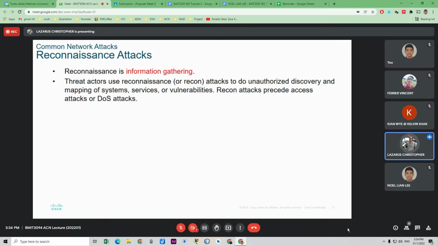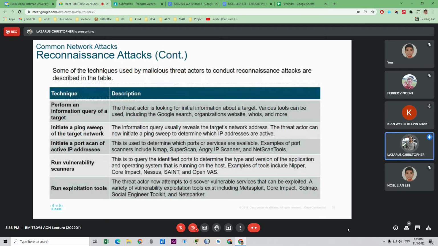That's why it says recon attacks precede, meaning they happen before, access attacks or DoS attacks. They find which of the hosts is the most vulnerable, and then they can try to access it and attack it. They will try to attack the most vulnerable system first.